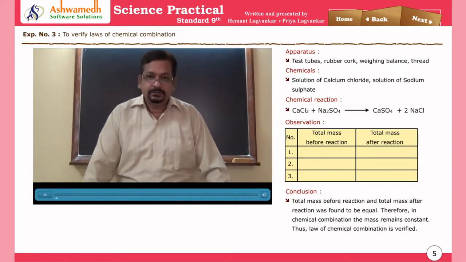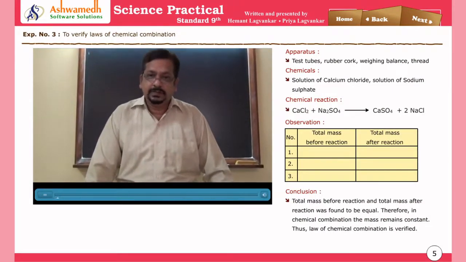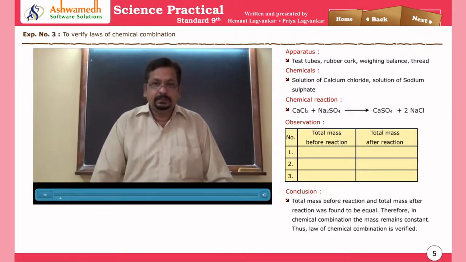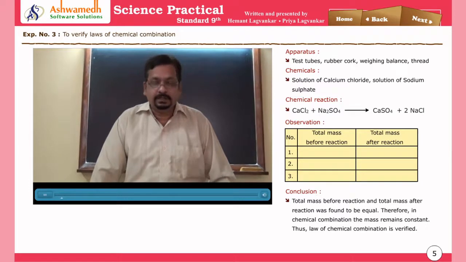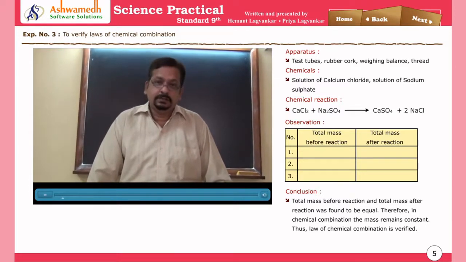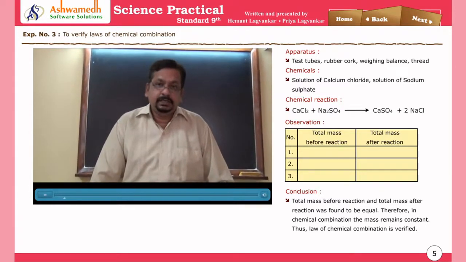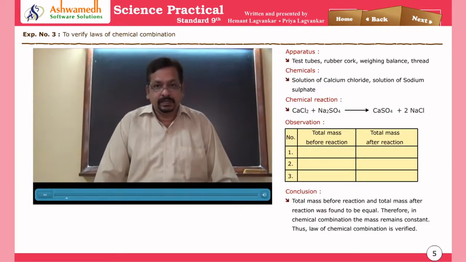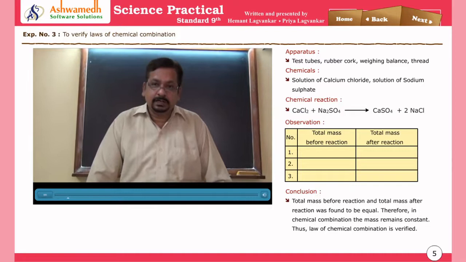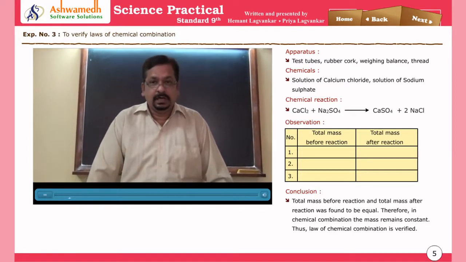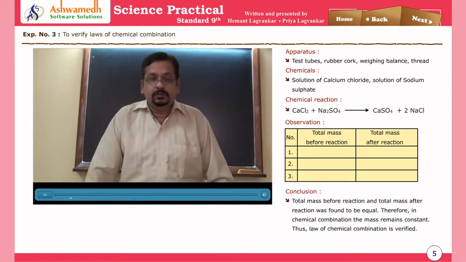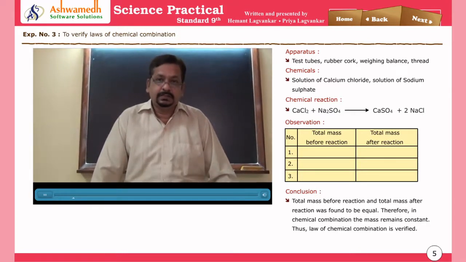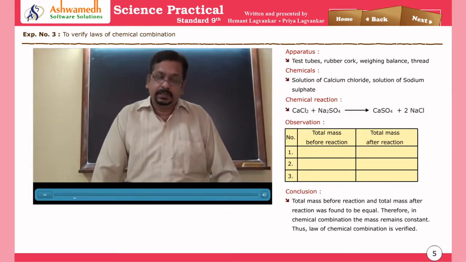Chemical combination is law of conservation of mass. And now we are going to verify this law here experimentally. Now what is the law of conservation of mass? Whenever any reaction takes place, the total mass of reactants and total mass of products, they are equal. So mass is conserved in chemical reaction. Let us verify the same statement with the help of an experiment.